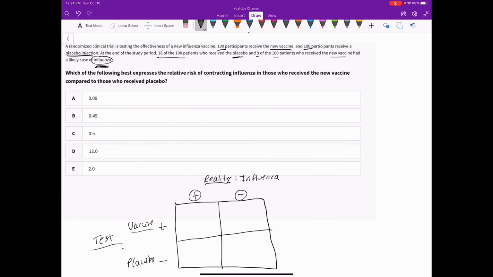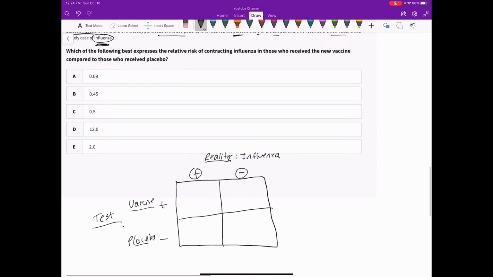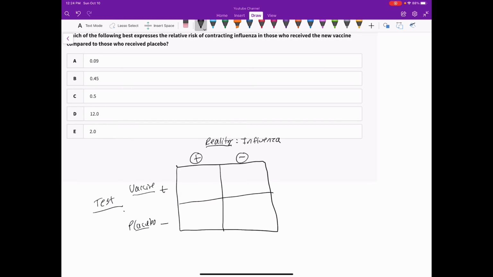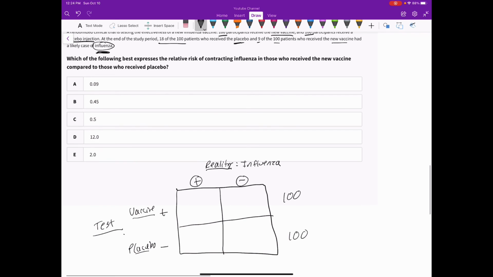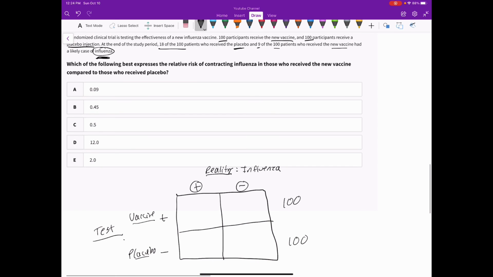And 100 people received placebo. Okay, so we know our total for the vaccine has to be 100. And we know our total for the placebo has to be 100, right? They said that's the total amount of people who received each. All right, let's keep going.